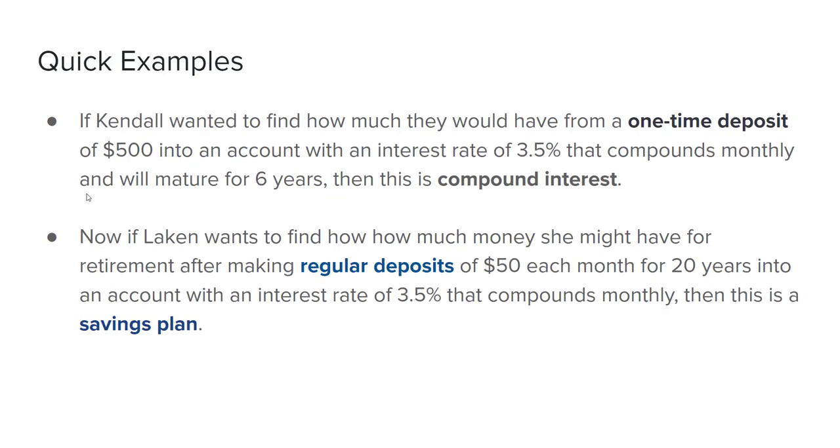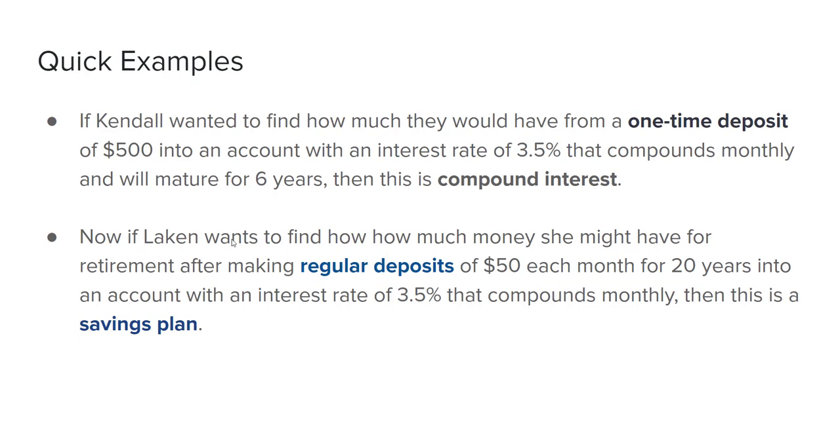To show you the examples that we will be discussing, the first one here, Kendall wanted to find out how much they would have from a one-time deposit of $500 into an account with an interest rate of 3.5%, which compounds monthly and will mature for 6 years. I see a one-time deposit here. I see an interest rate here. I see that it compounds monthly, and I do have a maturation date here. This is an example of a word problem that would use compound interest. We discussed this in section 4B.